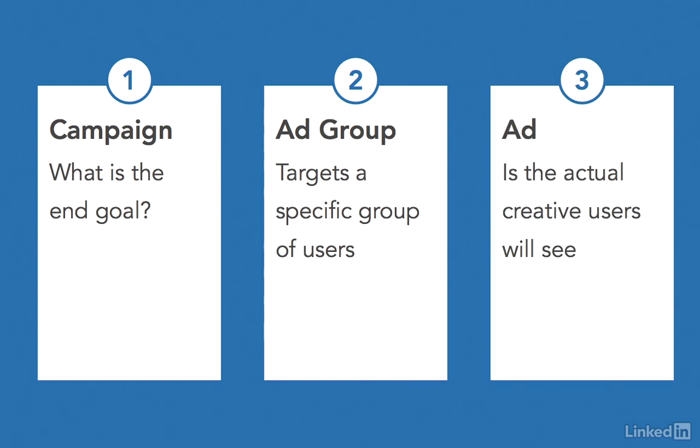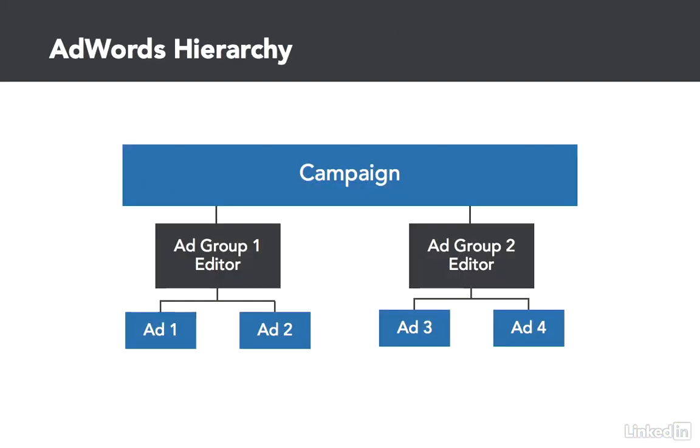Let's take a look at a visual example of how the hierarchy is structured. As you can see, we have one campaign. Underneath that one campaign, we have two ad groups, and then we also have a total of 4 ads that are within those 2 ad groups.